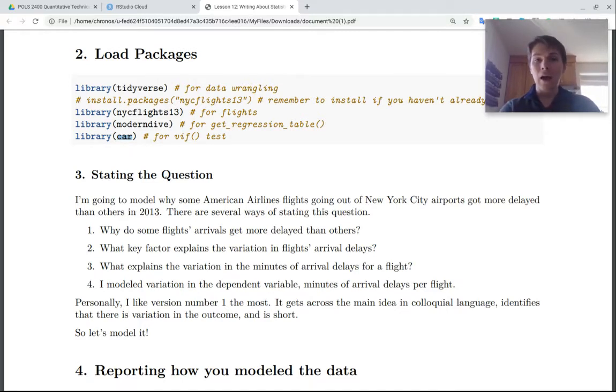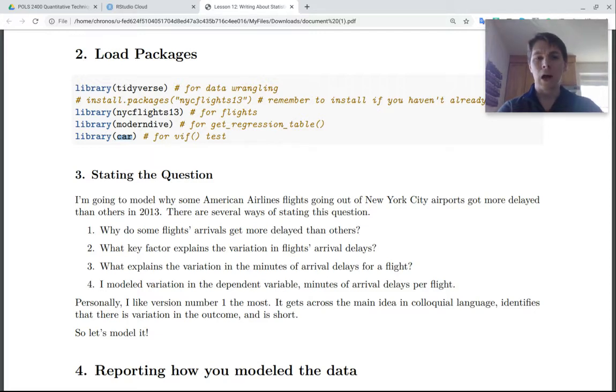In this example, I'm going to model why some American Airlines flights going out of New York City airports got more delayed than others in 2013. There are several ways of stating this question generally. First, why do some flights' arrivals get delayed more than others? Second, what key factor explains the variation in flights' arrival delays? Third, what explains the variation in the minutes of arrival delays for a flight?